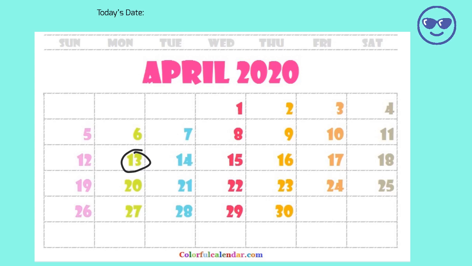What would the date be 1 week from now? Everyone, get ready. Yes, April 20th, 2020. All right, tell me what the date would be 3 days from now. What would the date be 3 days from now? Everyone, get ready. Yes, April 16th, 2020.